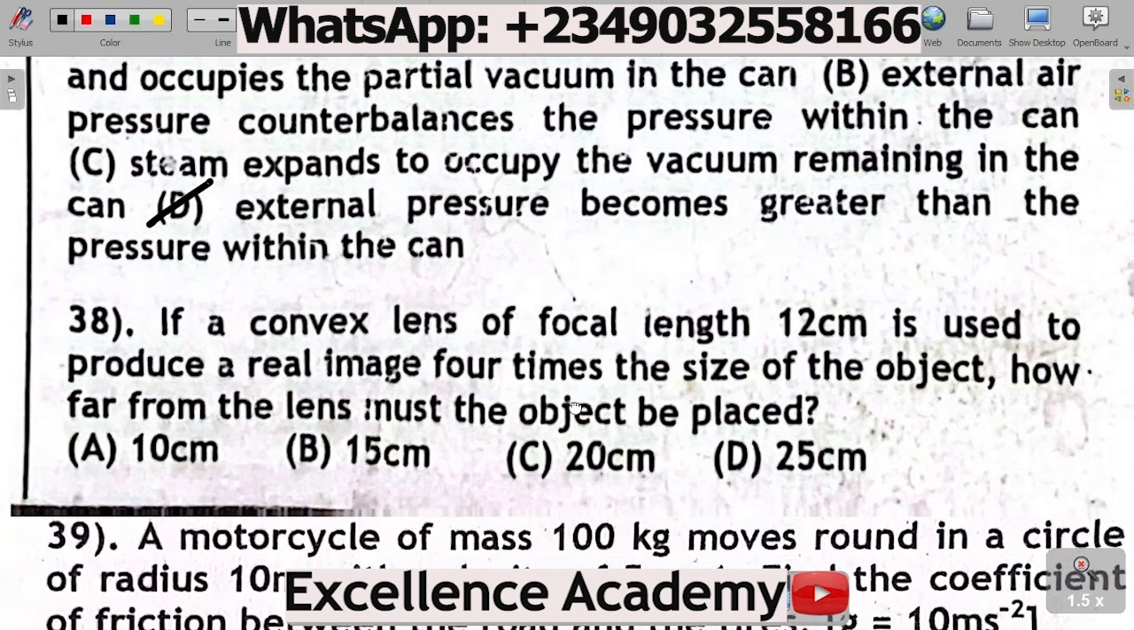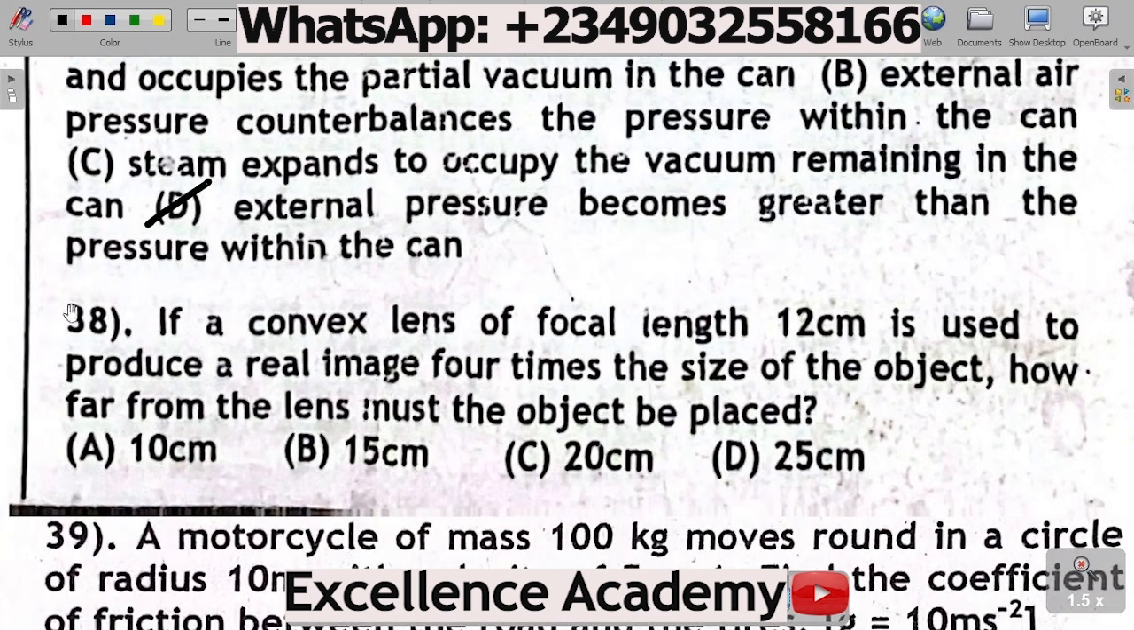Next up, question 38. 38 says, if a convex lens of focal length 12 cm is used to produce a real image 4 times the size of the object, how far from the lens must the object be placed? A. 10 cm, B. 15 cm, C. 20 cm, D. 25 cm. So how do we solve this question there?